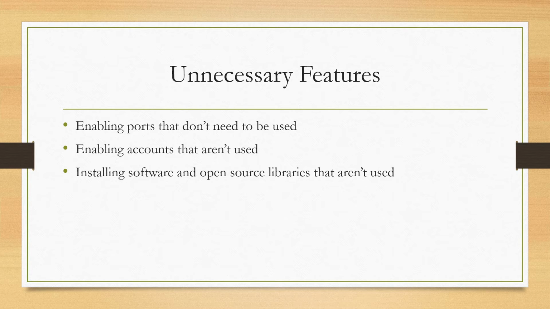The OWASP piece here is enabling ports that don't need to be used, and a perfect example of this is the Ghostcat vulnerability. With Ghostcat, the AJP port was enabled, and it was allowing people to get files that they shouldn't have been able to get, or potentially do remote code execution. That AJP port was something that was very rarely used by anybody using Tomcat. For things like SAML, it was typically used, but there were a lot of instances where people had that AJP port enabled but weren't using it at all.